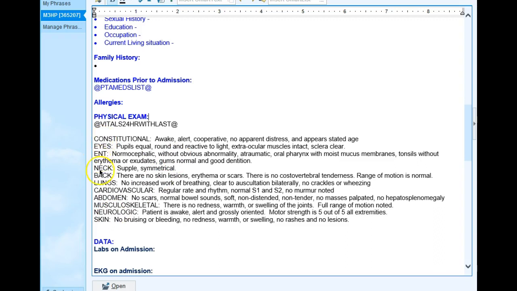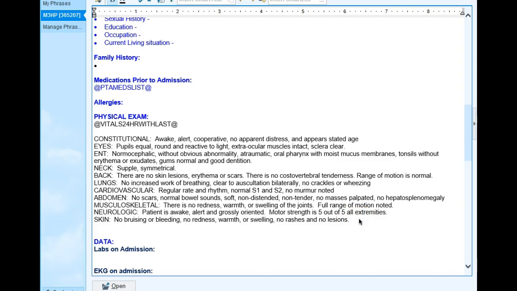If you have not evaluated the range of motion in the patient's back, it should not be there. If you have not done an exam for costovertebral tenderness, it should not be included. It may not be relevant to the patient's HPI or chief complaint to do some of these more detailed exam findings, but if you haven't done it, then it needs to come out.